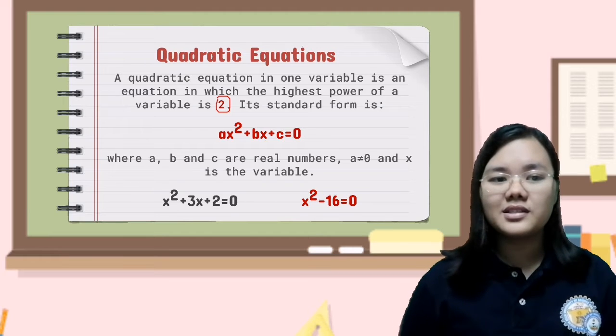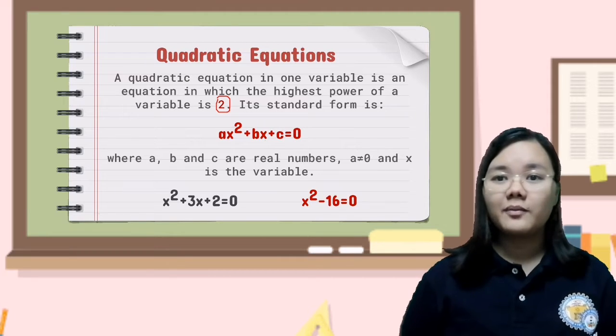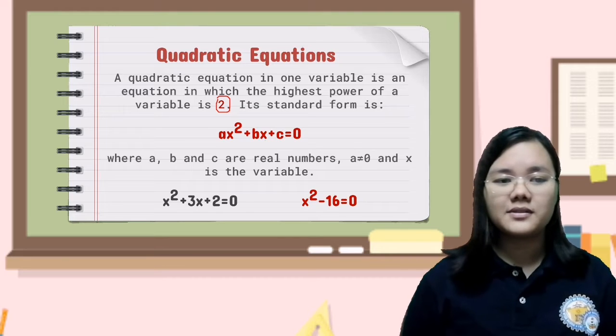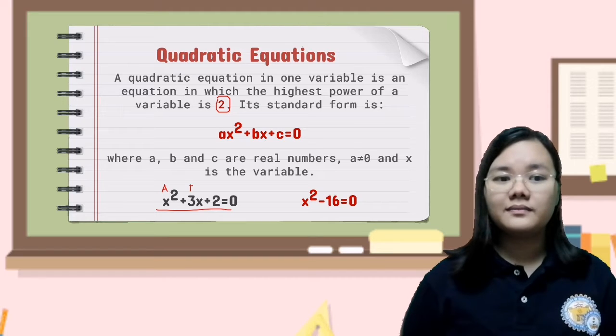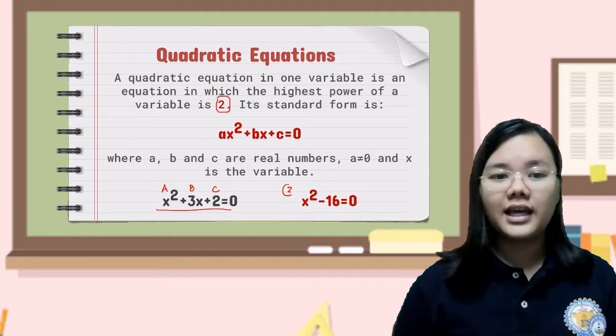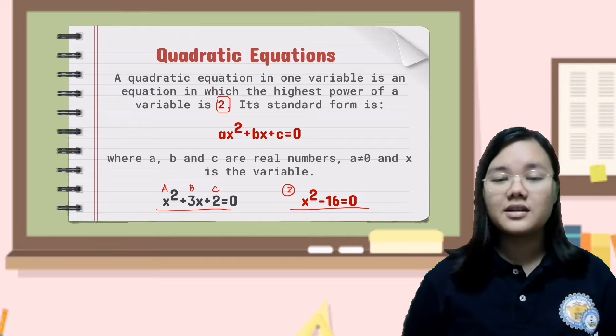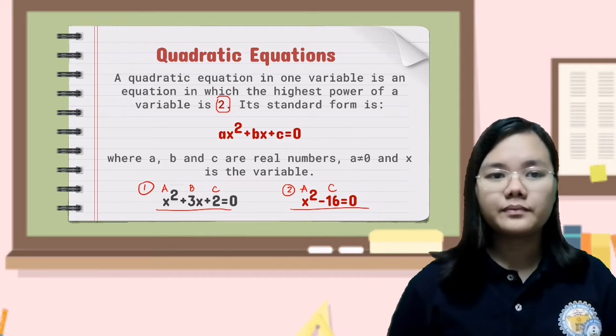Let us identify which is a, b, and c from these examples. The first example is x squared plus 3x plus 2 equals 0. The a is 1 and the b is 3. The c is 2. For the second example, the a is still 1, since there are no coefficients, the standard is 1, and there is no b since there is no bx, and the constant c is negative 16.